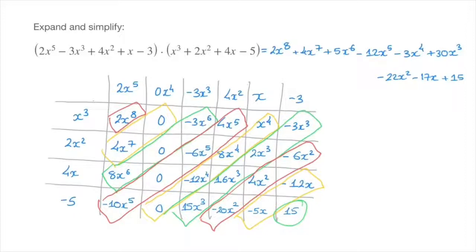We've just found the product of these two polynomials. And for the sake of tidying up the final answer, let me quickly write it below here. That's equal to 2x to the power of 8 plus 4x to the power of 7 plus 5x to the power of 6 minus 12x to the power of 5 minus 3x to the power of 4 plus 30x to the power of 3 minus 22x squared minus 17x plus 15.